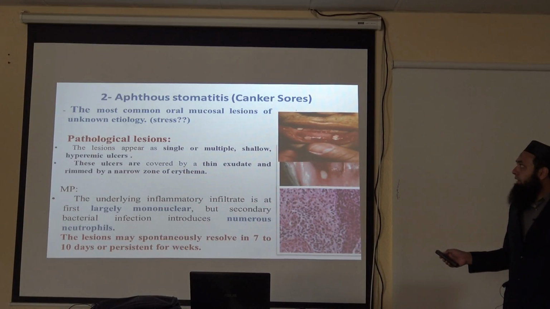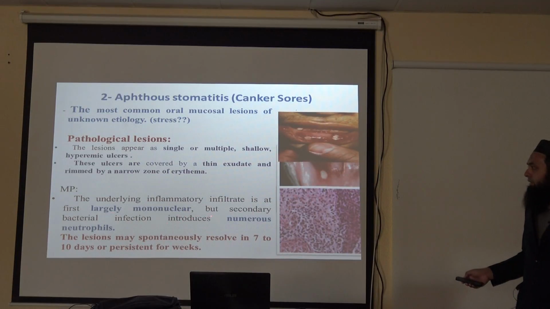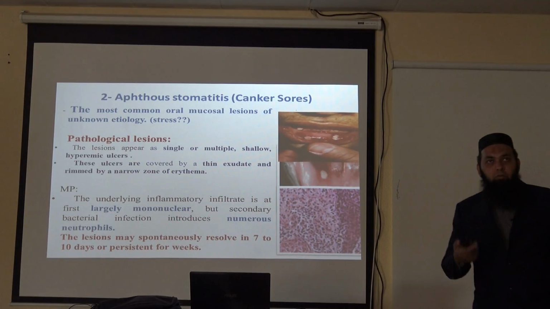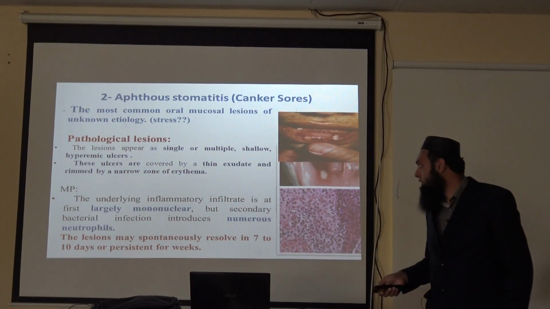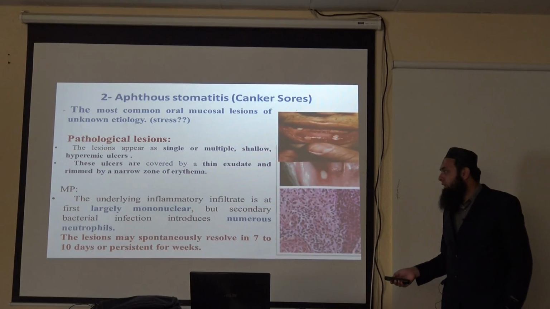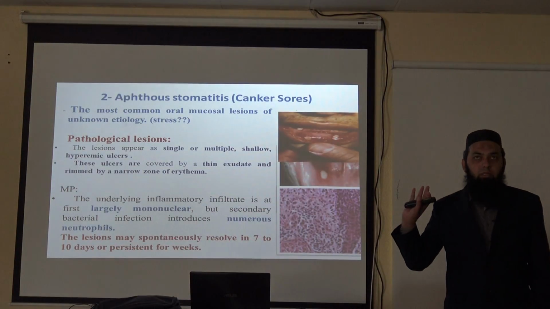Again, the itis means inflammation, so inflammatory infiltrate of large mononuclear cells, but secondary bacterial infection can be there. So obviously if there are ulcers, the bacteria can invade it and make it more complicated. And they usually resolve in 7 to 10 days. So this is one of the most common ulcers.